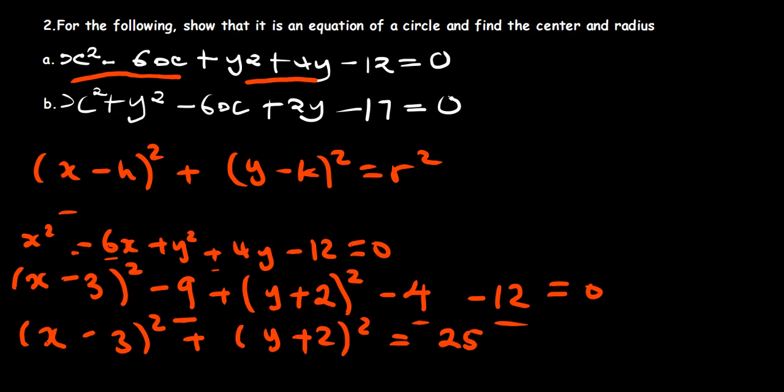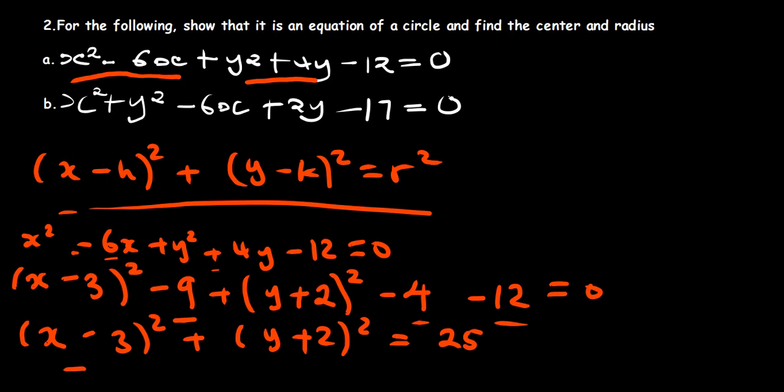So that is the general form. From here, I can identify: I have (x minus 3) squared plus (y plus 2) squared, like that in the brackets, then is equal to 25. So I can identify that this is similar to the general form, which is there. I have that squared and that there, and my r squared is what is here.